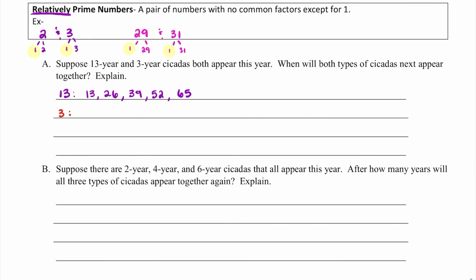All right, and next let's do the 3-year cicadas. Okay, and we're going to list all the multiples of 3 until we get something in common with 13. Okay, so 3, 6, 9, 12, 15, 18, 21, 24, 27, 30. Yep, we're still going. I'm going to drag my list, I'm going to make my list go under here. 33, 36. Have anything in common yet? Nope. Oh, wait a second. There we go.